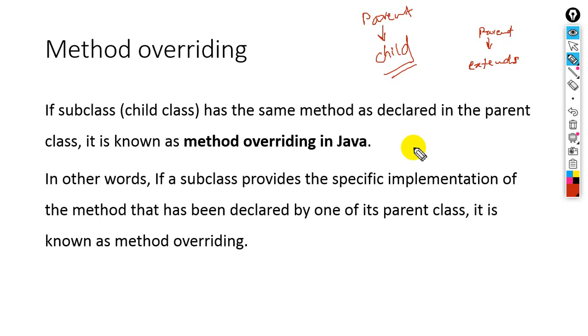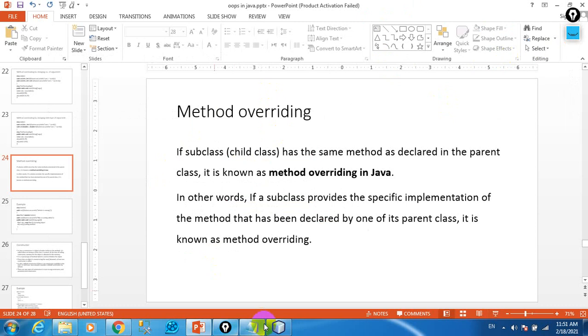So what is method overriding? If we have a subclass, we can say a child class, and in the child class we take a method with the same name as the method in the parent class. For example, here I am giving you an example of method overriding.